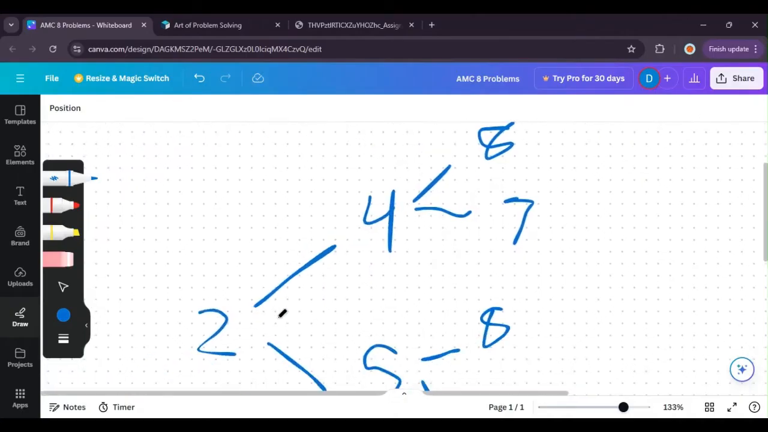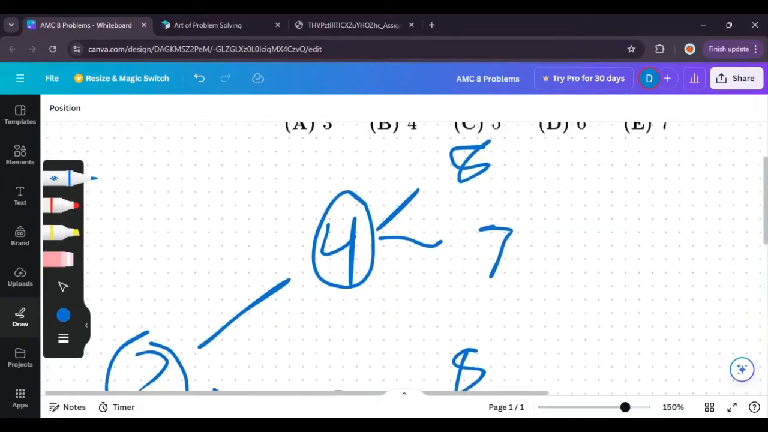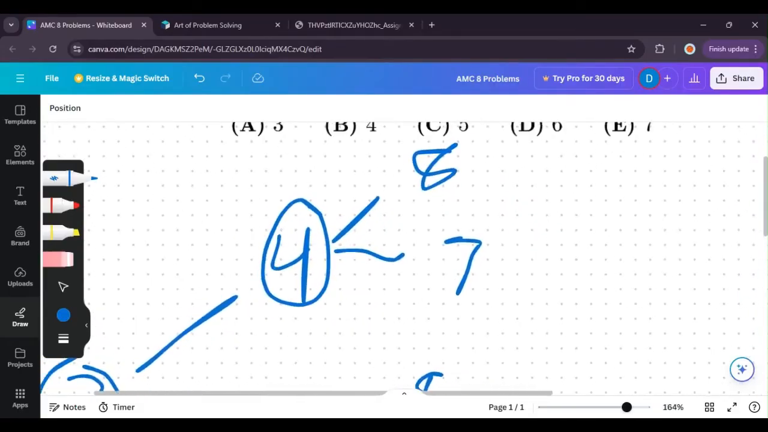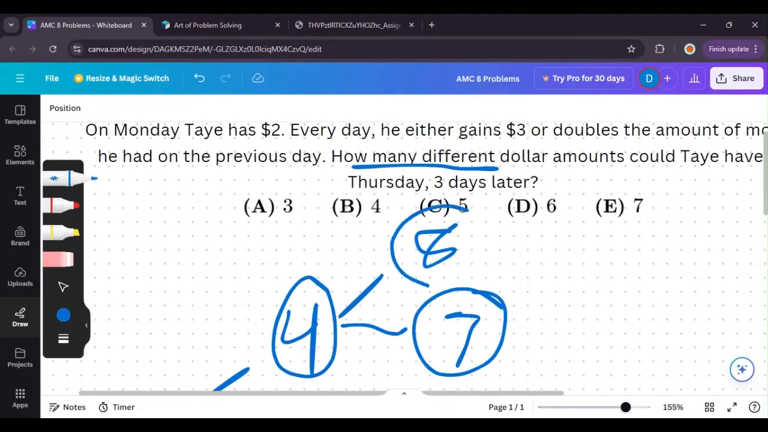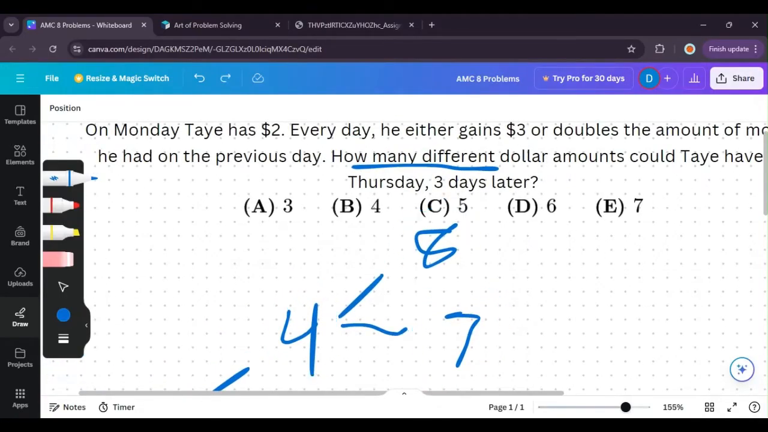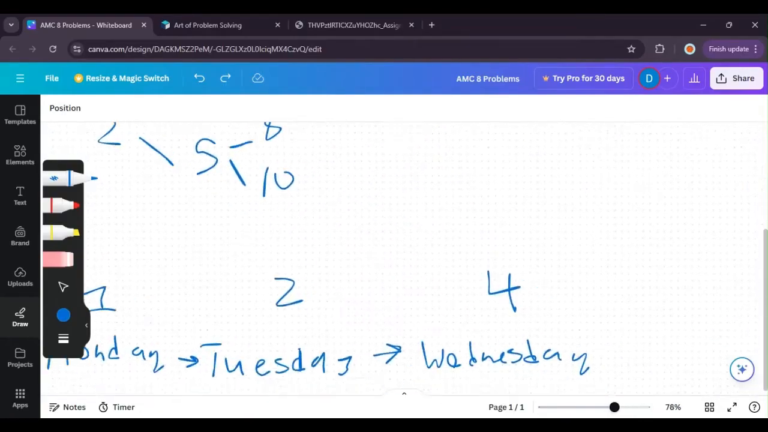So what this is basically saying, he starts Monday with $2. He chooses to double his money, and now he has two options as well. He can either gain $3 or double his money. Okay, so now we're gonna move on to Thursday.